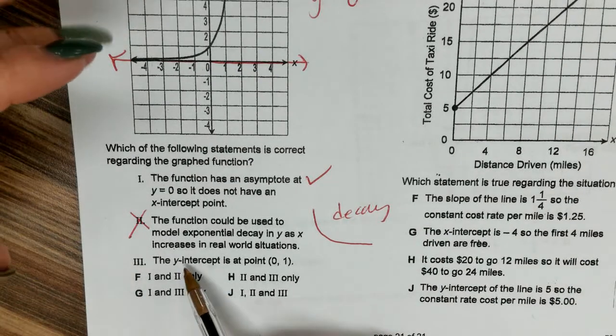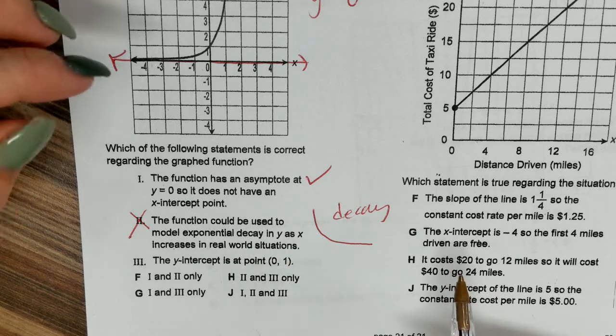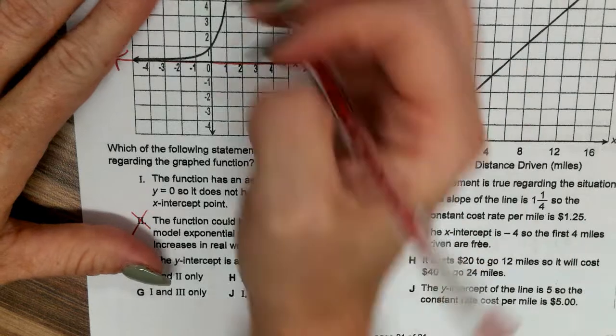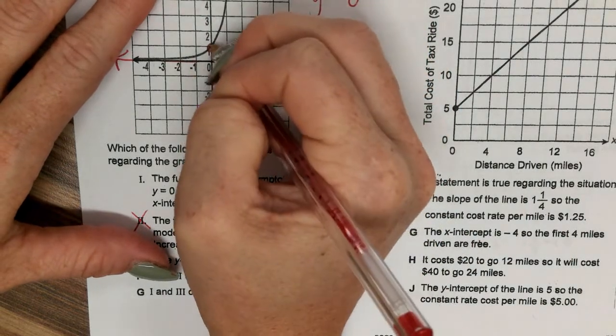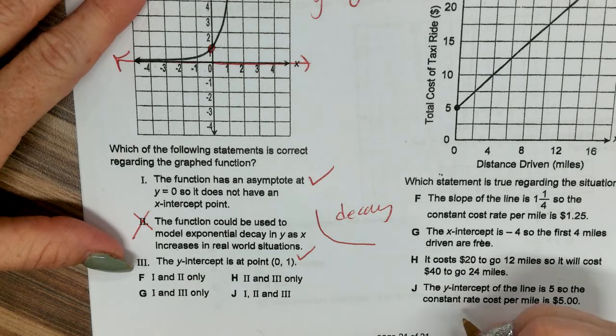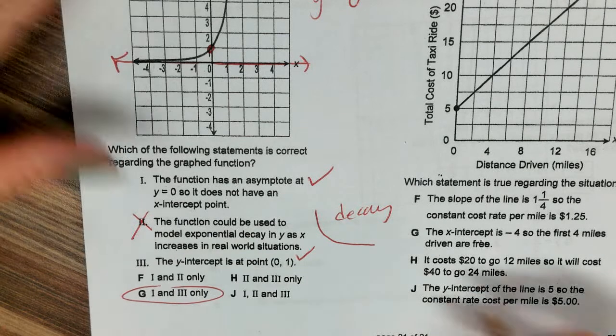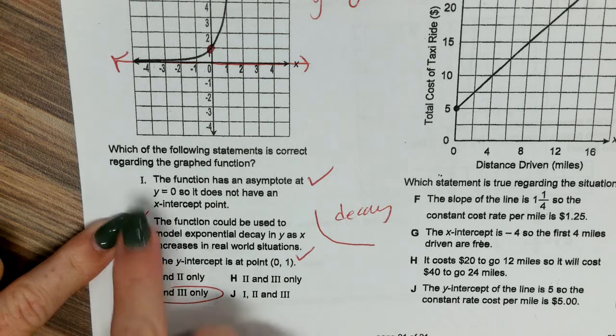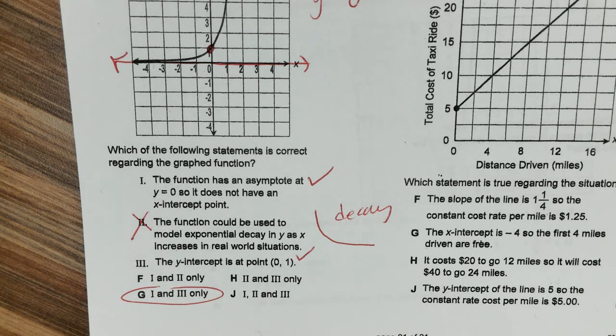And 3 says the y-intercept is at 0, 1. Y'all should be able to answer something about a y-intercept. Does it have a y-intercept at 0, 1? Yes. So the answer was 1 and 3. Again, I don't think 1 and 2 will be on the test tomorrow. But it will ask you about the y-intercept. Okay?